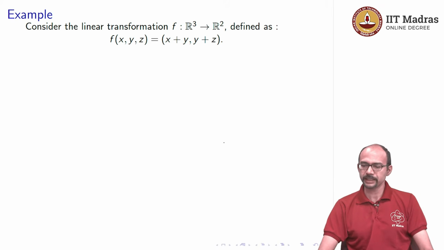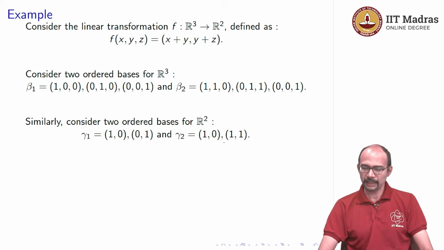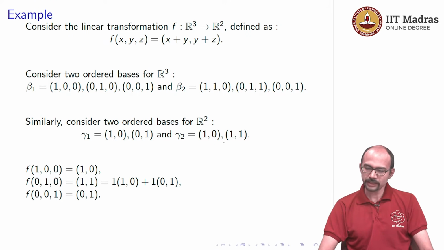So, let us look at the linear transformation f from R3 to R2 given by f of x y z is x plus y and y plus z. So, let us consider two ordered bases for R3, the standard ordered basis and another ordered basis, which is 1 1 0, 0 1 1 and 0 0 1, and let us consider two ordered bases for R2, which is the standard ordered basis and the basis 1 0 and 1 1.